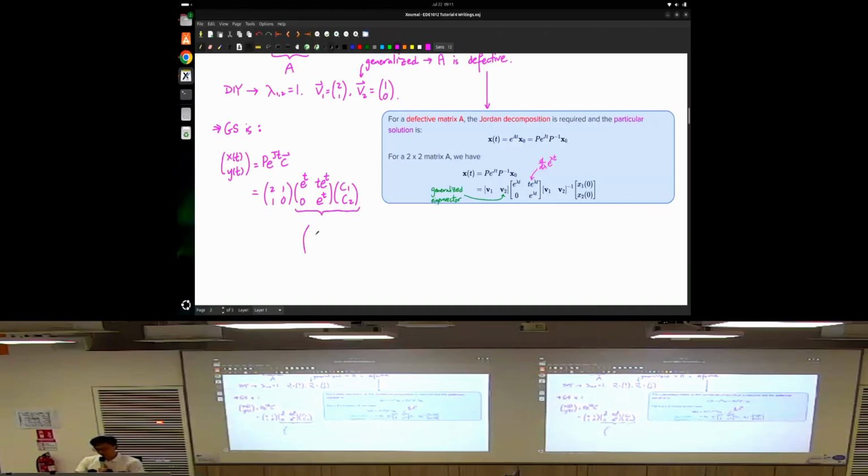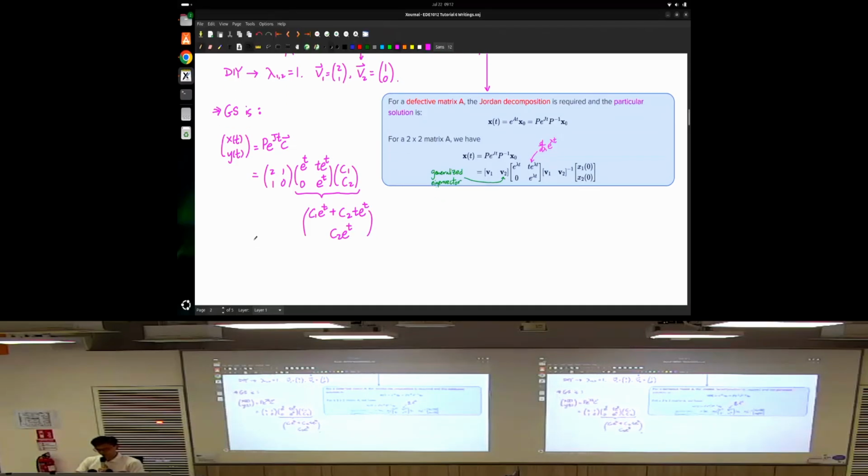Now if you multiply out, you will get your C1 e to the t. You might realize that actually, if you want, you can just factorize out the e to the t, because in this case all terms have e to the t. You can do that to make everything simpler, but I will just stick to the current form here. So you have C1 e to the t plus C2 t e to the t. Then the second row will clearly be just C2 e to the t.